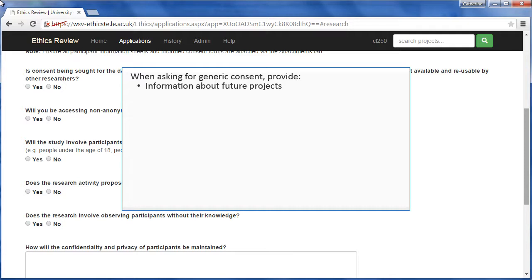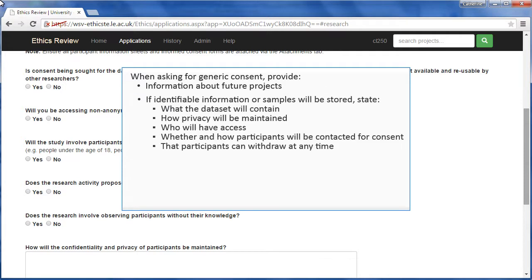In medical research, this could include, for instance, the types of diseases to be researched and how, as well as any details of any proposed linkages to other datasets or tissue collections. If identifiable information or samples will be stored and used in future research, then you will need to state exactly what the dataset will contain and how it will be used in publications. For example, if verbatim quotations are to be used, it would be useful to identify this to ensure you can demonstrate that you have secured this level of consent from participants.